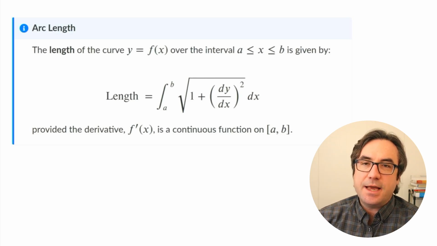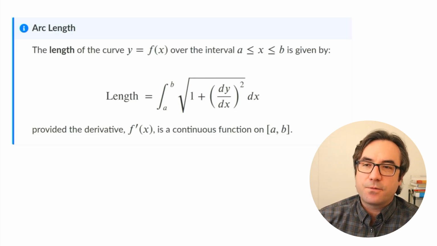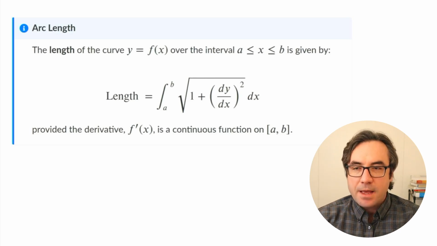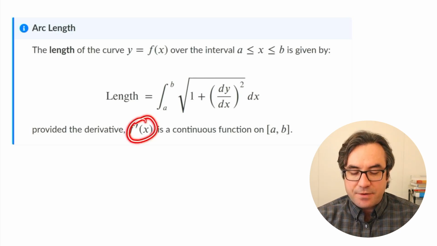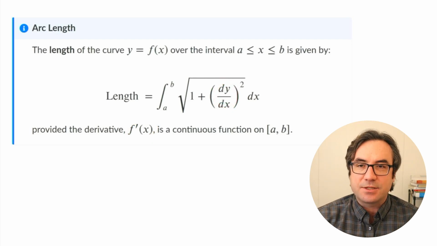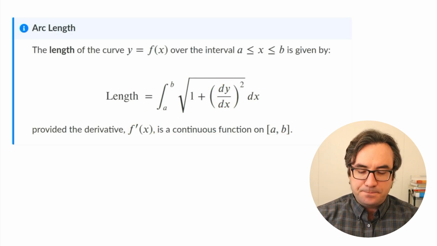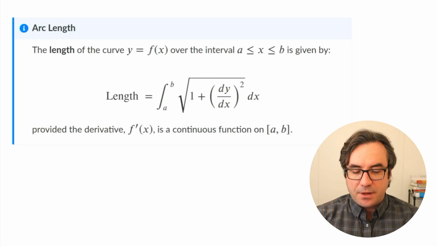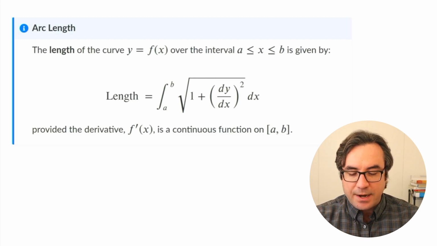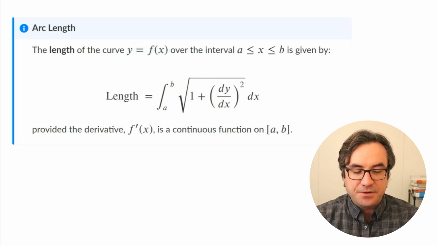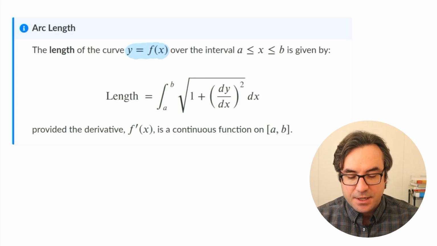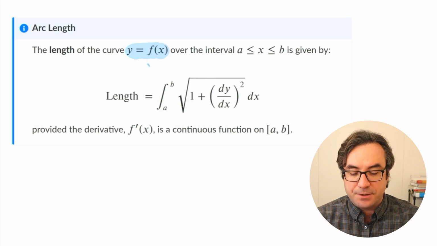Now there is a little requirement here in order for this formula to work, and that is we need that derivative f prime, or dy dx, to be continuous on this closed interval. All right, so this formula, as it's written, is when our function is defined in terms of x. So x here is the main variable for our function.